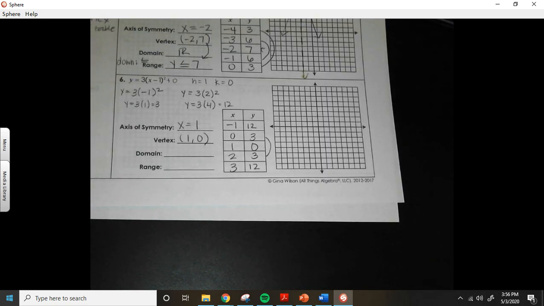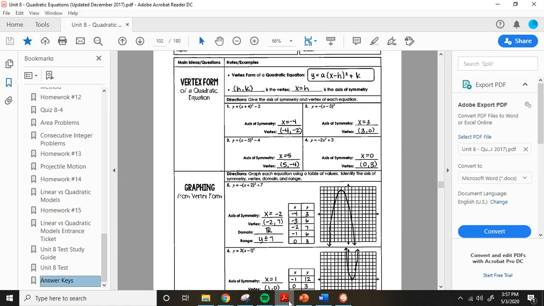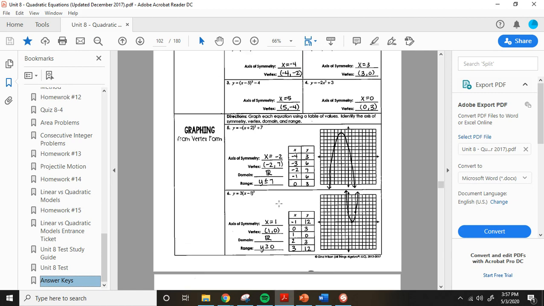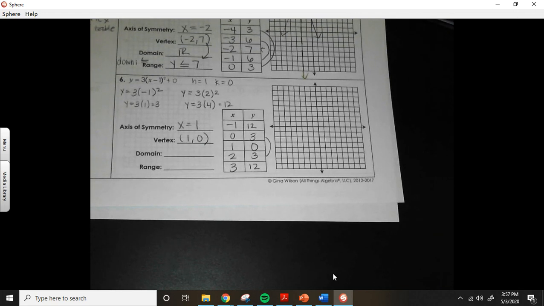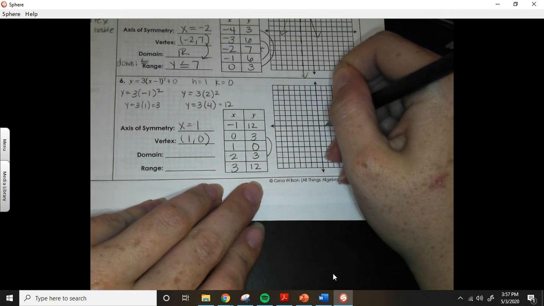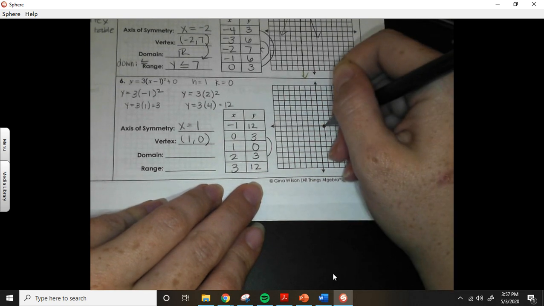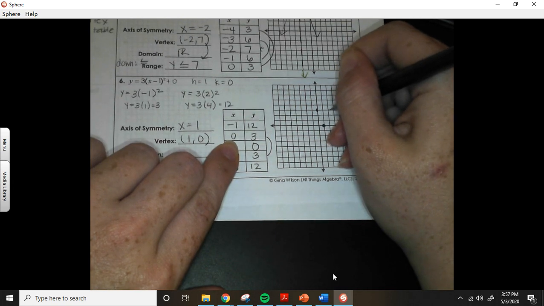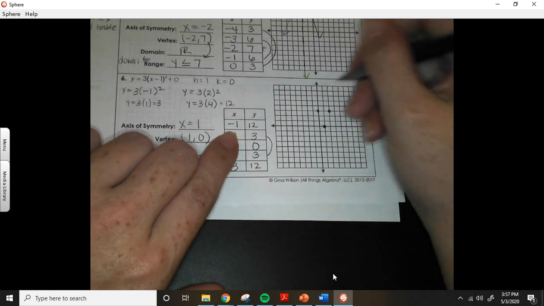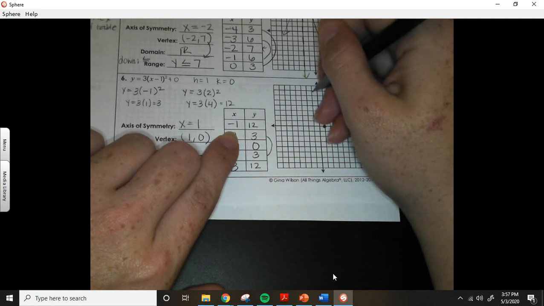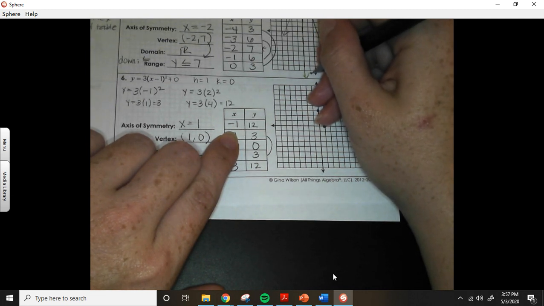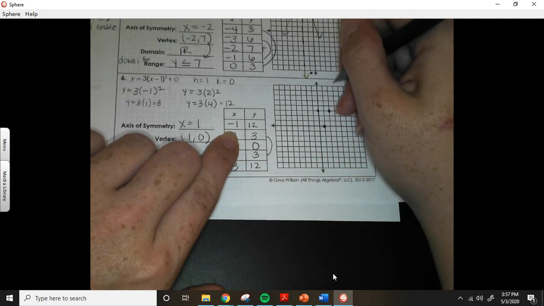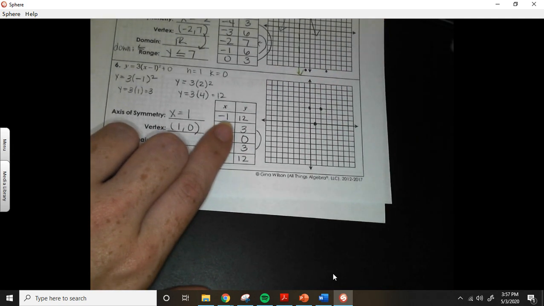I don't even know if we can go up to 12 on this graph. Probably not. Let's just see how they did it over here. Oh, I just didn't do it. Okay, that's fine. So 1, 0 is our vertex. 1, 0, which is right here. It's opening up. And then we're going to do 0, 3. And then over on this side, 1 over, we're also going to do 0, 3. And then -1, 4, 5, 6, 7, 8, 9, 10, 11. We can say it's going to be up here. And so is this one. Just do our best here, right?